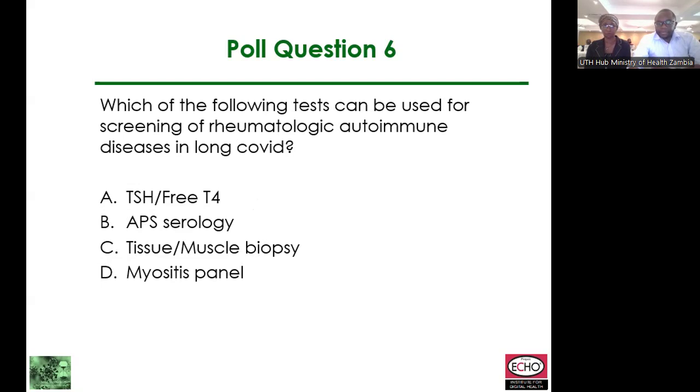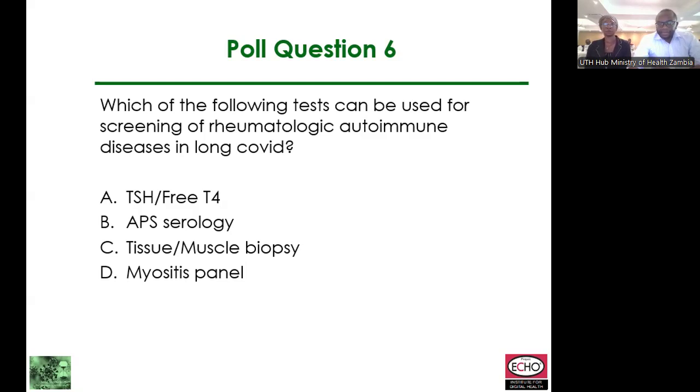So pick your best answer that describes a test that can be done whilst you're screening for a rheumatologic autoimmune disease. Will you request a TSH free T4? Are you going to request APS serology, or will you request a tissue or muscle biopsy? Or lastly, are you going to request a myositis panel? We'll give it an extra 10 seconds for the community to respond.